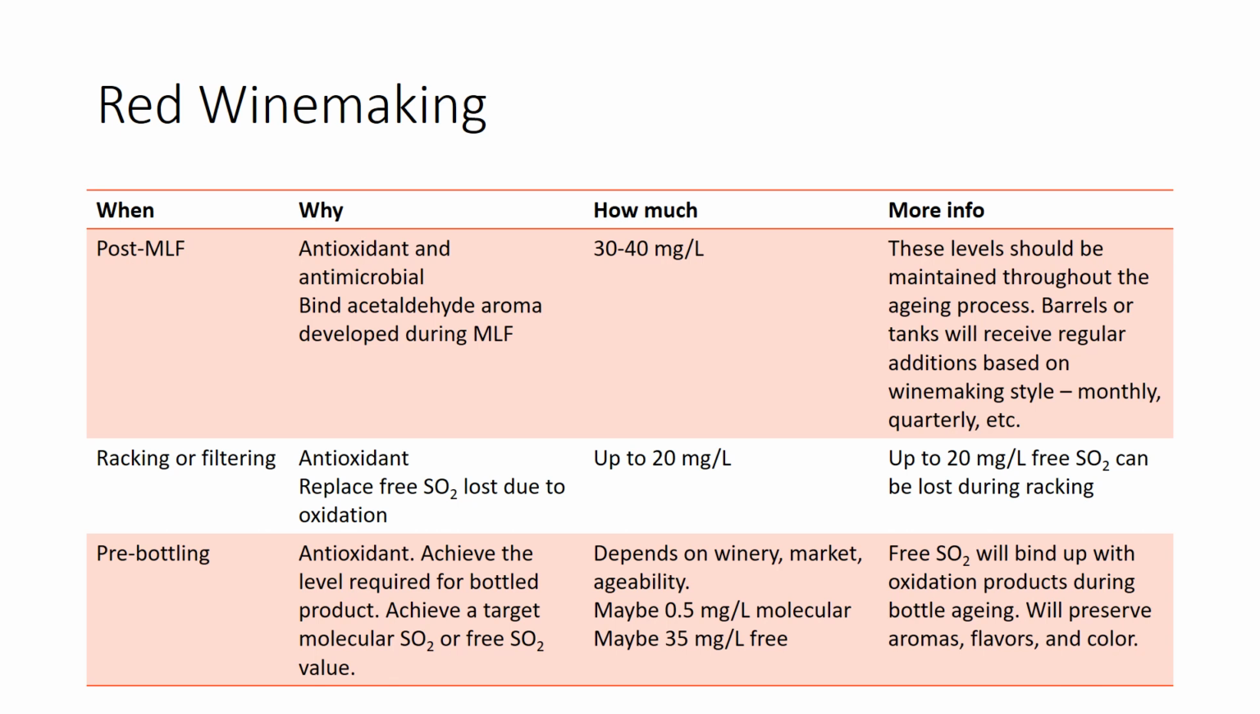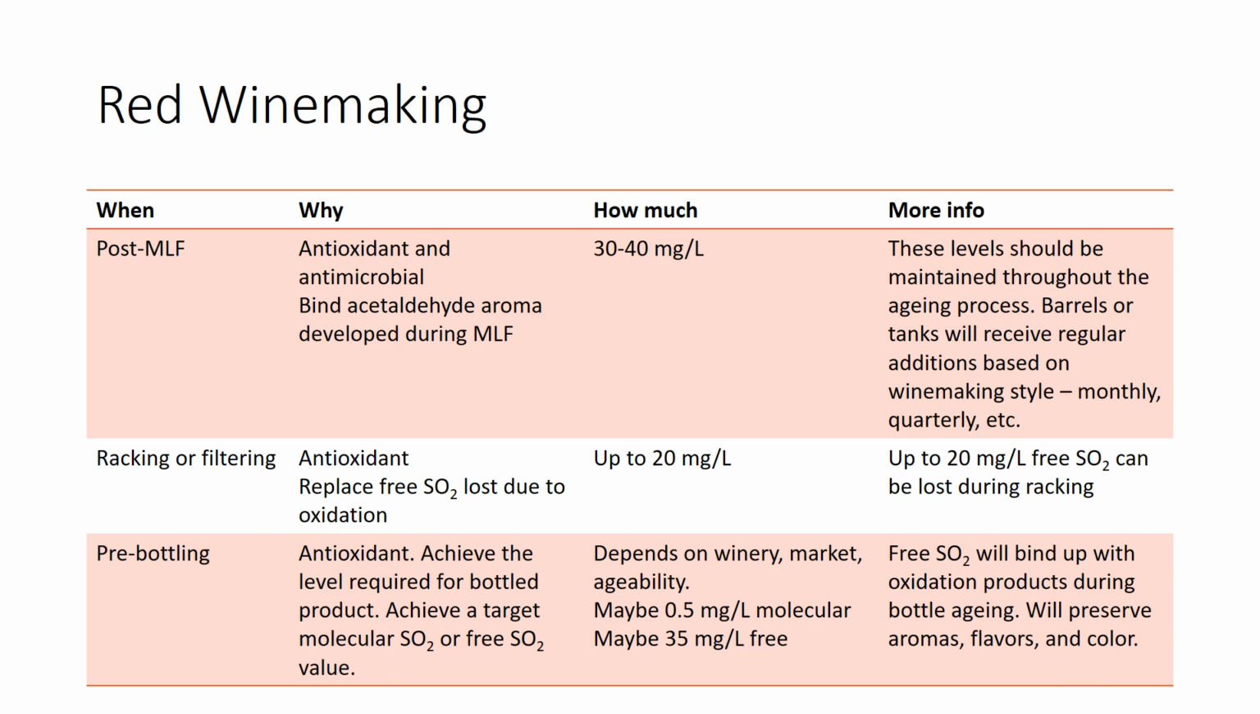During pre-bottling procedures, we're adding this as an antioxidant. We want to achieve the required level for the bottled product. And usually we want to achieve a target molecular or free value. And that level depends on the winery, the market, the ageability, and the style. So again, there's no one way, but in general for red wines, we want to get to 0.5 milligram per liter of molecular or about 35 milligrams a liter of free.